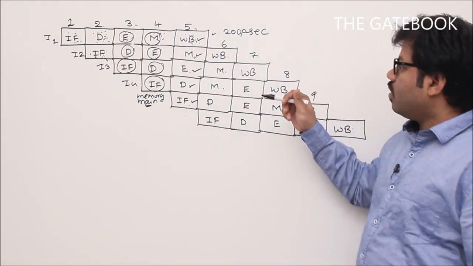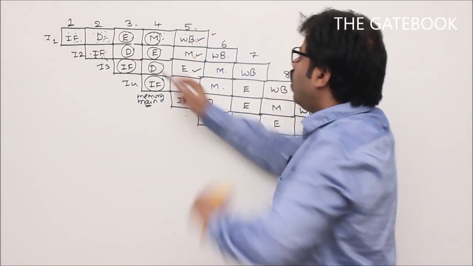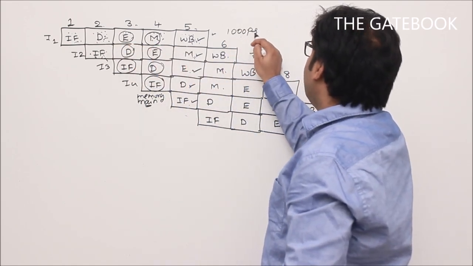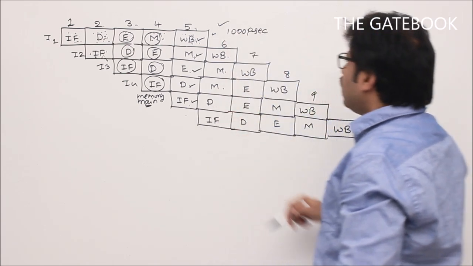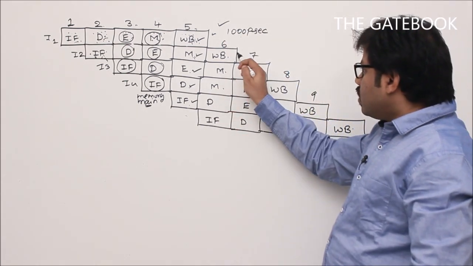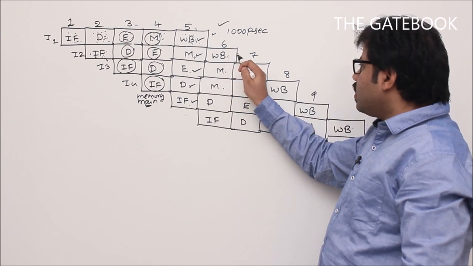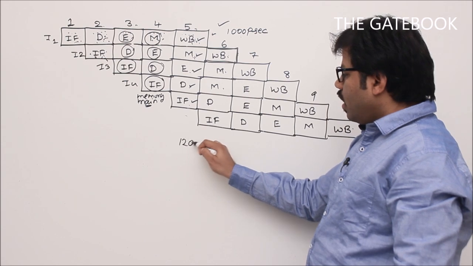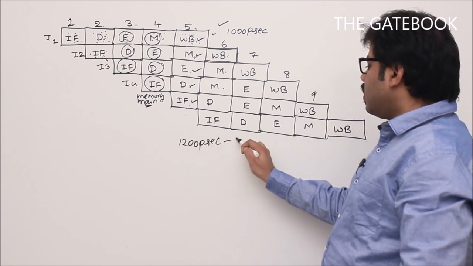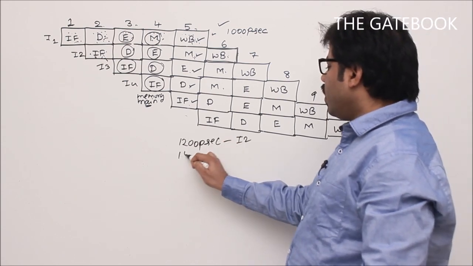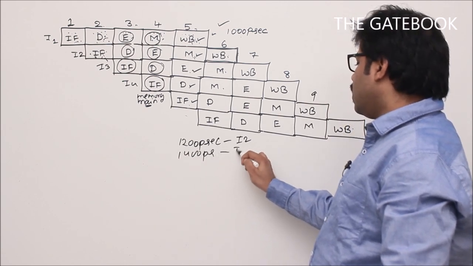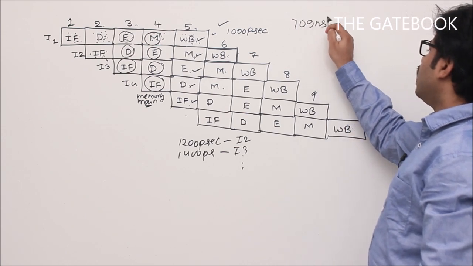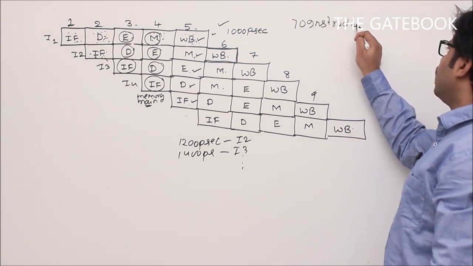Now, it will be 200, 200, 200, 200, 200, right? So after 1000 picoseconds, we get the first instruction executed. But then the second instruction is executed immediately, 200 picoseconds later. After 1200 picoseconds, the second instruction is executed. After 1400 picoseconds, the third instruction is executed. Assume you are executing 10 instructions. How much time will it take? We will see for 10 instructions.